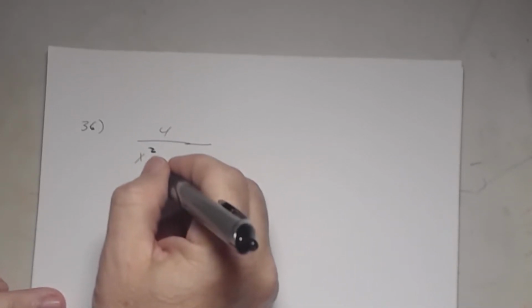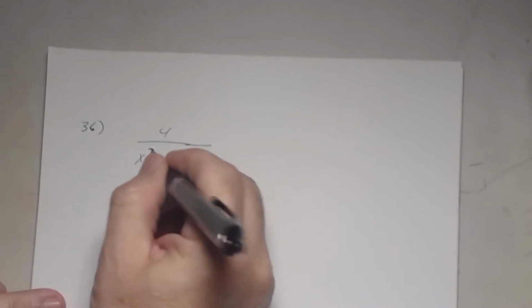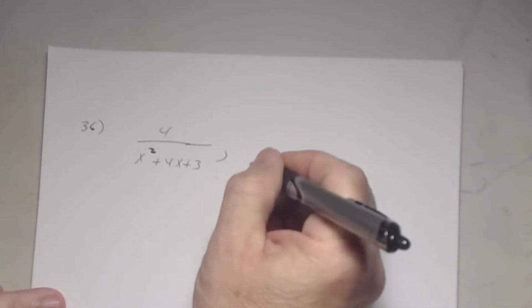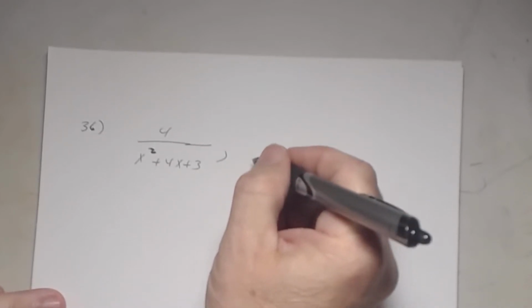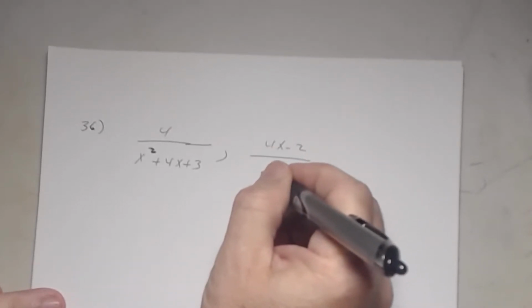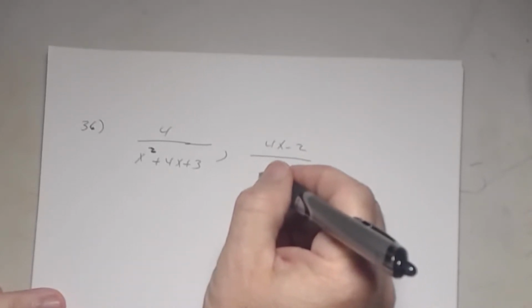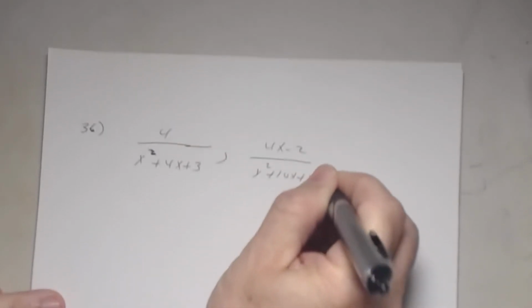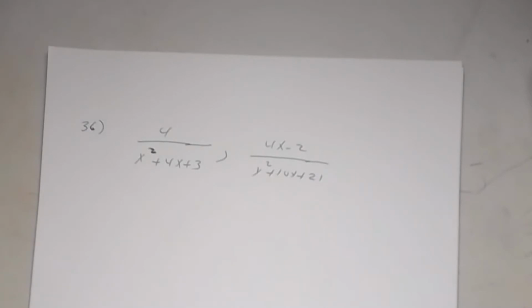All right, so 4 over x squared plus 4x plus 3, comma, 4x minus 2 plus 4, divided by x squared plus 10x plus 21. You better do that factoring. What's the second denominator? x squared plus 10x plus 21.